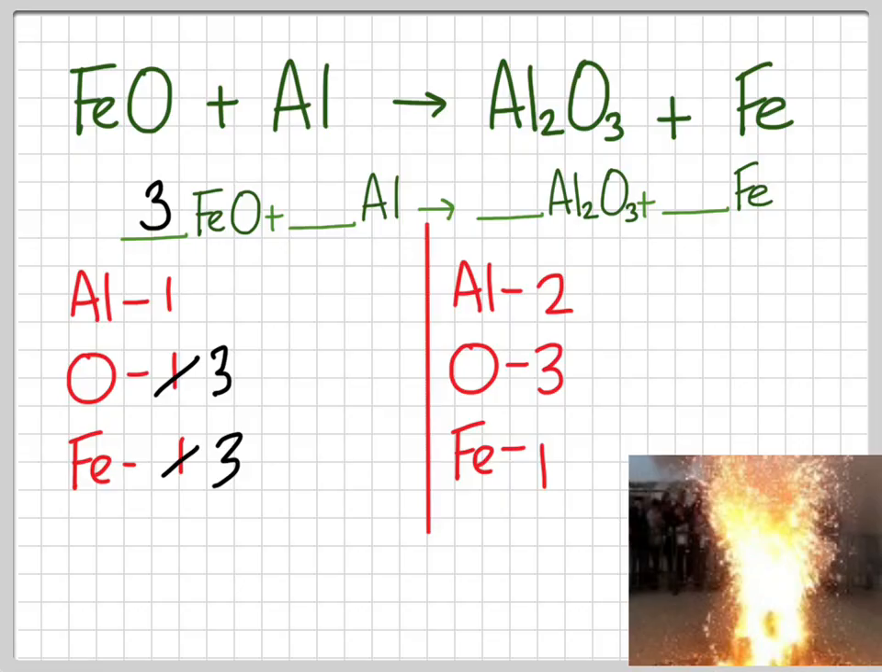What can I do for the aluminum? Well, that looks like an easy fix. If I put a coefficient of 2 in front of aluminum, now I have 2 aluminums on the reactant side and 2 on the product side. The only thing left to do is to balance that iron, and that's going to be easy. A coefficient of 3 fixes everything, and now I've got 2 aluminum, 3 oxygen, and 3 iron on both the reactant and the product side. And if I actually did this, I'd also have a puddle of molten iron. That would be so cool.